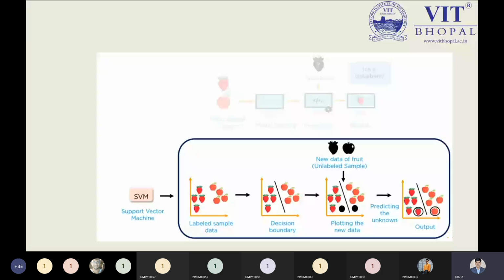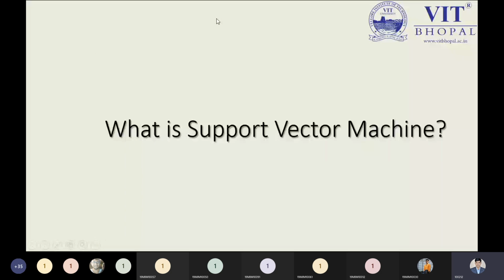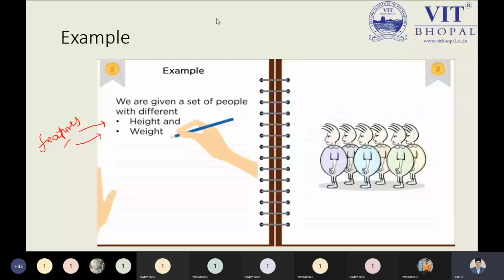Okay, so we have an important part here, which is what a support vector machine is. That is a big question we have to discuss: what is a support vector machine? Let us understand this problem with a simple example following two different features: height and weight. We are given a set of people with different heights and weights. That is a point you have to keep in mind.